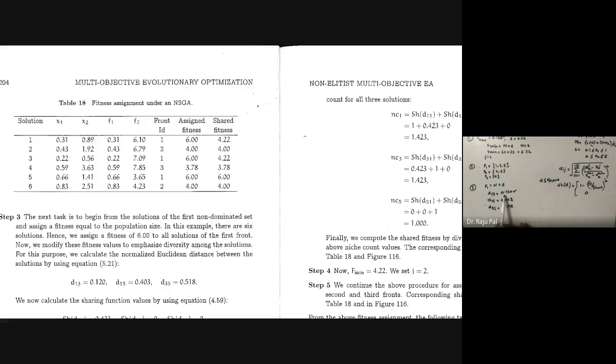So in the first case, D13, d is less than sigma share. Wait a second. I think it should be greater. We need to check whether d is greater than sigma share. Just a second, let me verify it.